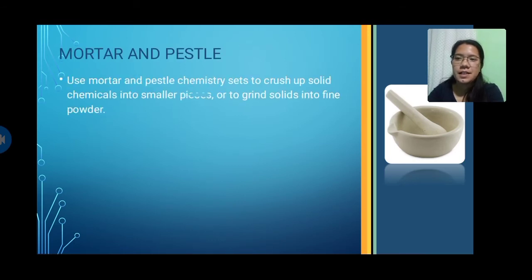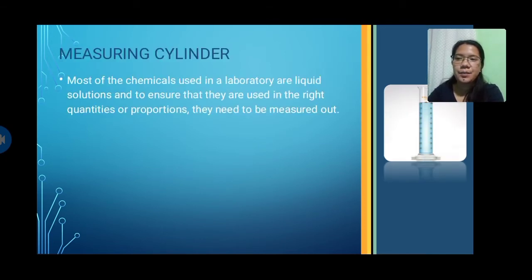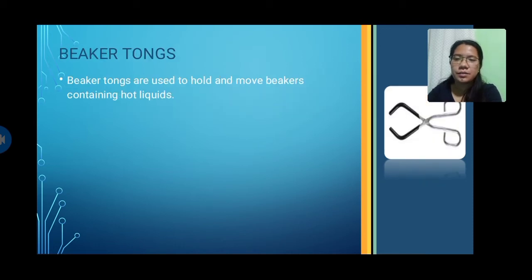Mortar and pestle. It is used to crush up solid chemicals into smaller pieces or to grind solid into fine powder. Measuring cylinder. It is used in a laboratory for liquid solution and to ensure that they are used in the right quantities or proportion that they need to be measured.